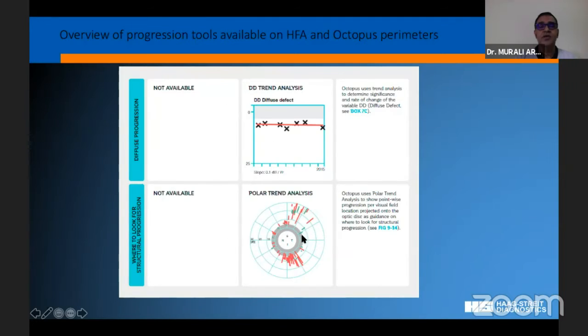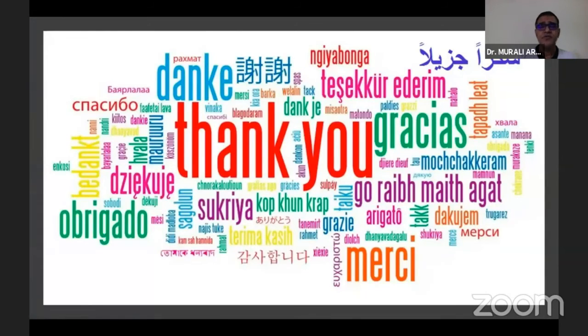You also have something called polar analysis, which looks at structure-function correlation, which is not available with the Humphrey perimeter. That's in brief about the differences between the perimeters. I'll stop talking for now.